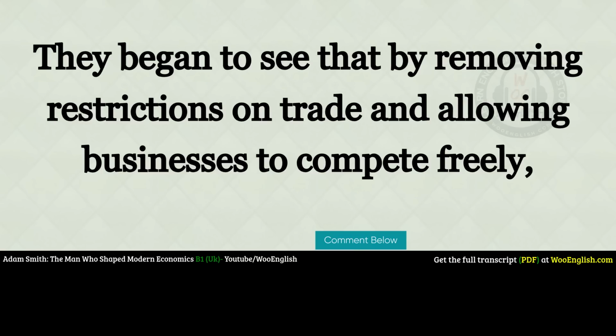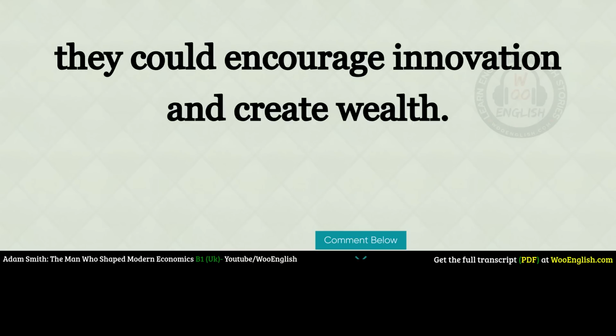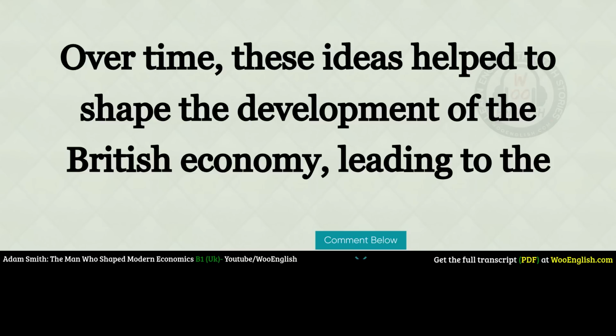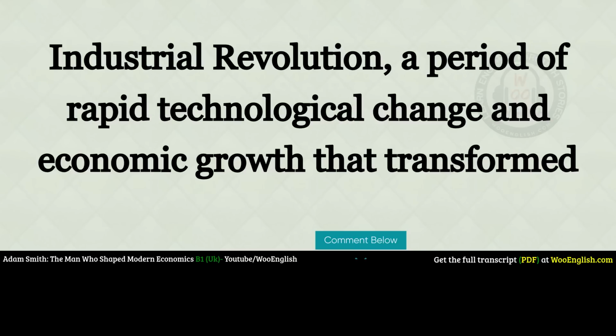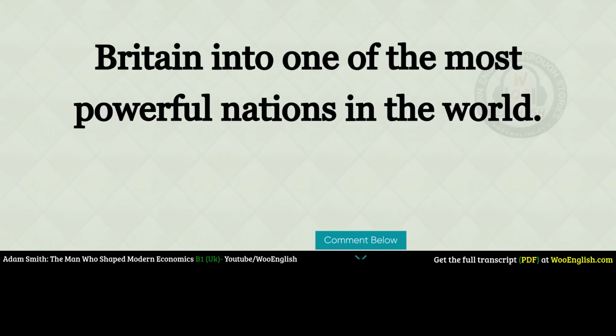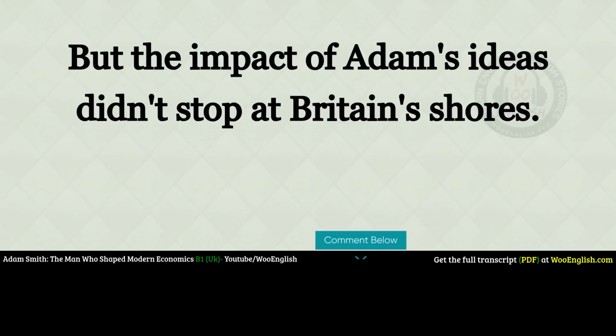They began to see that by removing restrictions on trade and allowing businesses to compete freely, they could encourage innovation and create wealth. Over time, these ideas helped to shape the development of the British economy, leading to the Industrial Revolution, a period of rapid technological change and economic growth that transformed Britain into one of the most powerful nations in the world. But the impact of Adam's ideas didn't stop at Britain's shores.